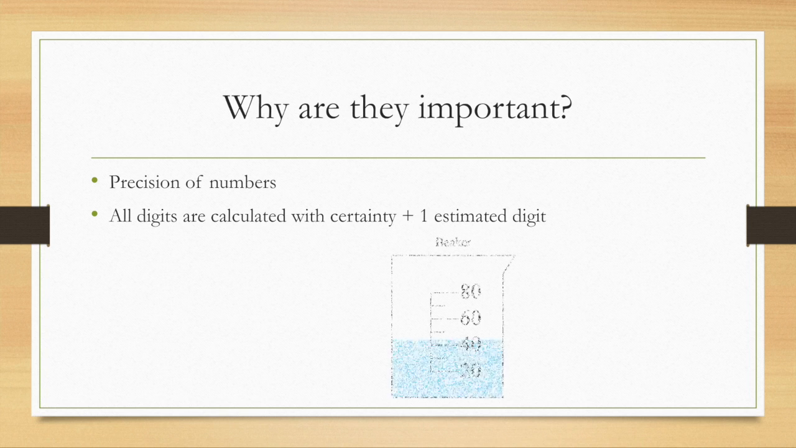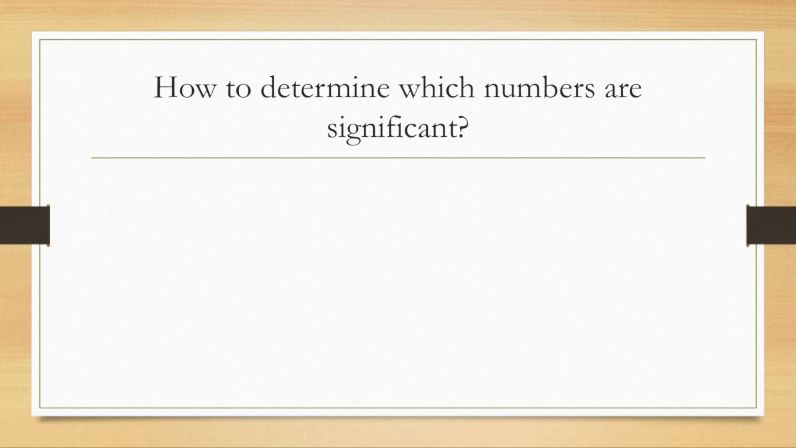And what I mean by that, we're going to look through this example. Over here, you have a beaker of water. Now, for certain, you can say that it has 40 milliliters of water. The one estimated digit you're going to guess based on what you see right here. So you can say it's 40.3, 40.4, whatever the estimated digit is. So that's what I mean when we say that all digits are calculated plus one number that is an estimated digit.